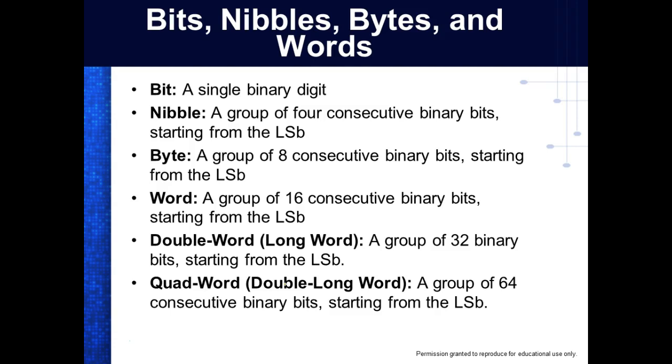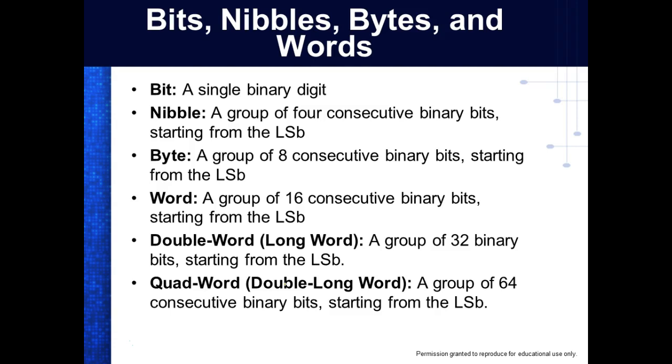Then we have what we call a word. What's a word? 16 bits. This is Allen Bradley. Siemens used bytes. Siemens splits things up in bytes. Allen Bradley splits things up in words. And so that's pretty good. 16 bits.